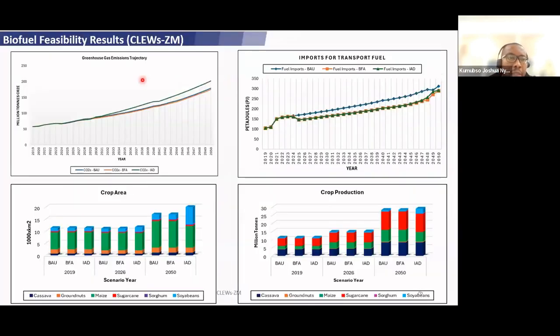This just shows the biofuel feasibility, where we've got reduction of emissions from the biofuel adoption, and also increased agriculture as compared to the business as usual. So you find that the imports are offset due to biofuel coming in the mix. Then you also have crop area and crop production, which aligns with the crops that are providing biofuel options for Zambia.